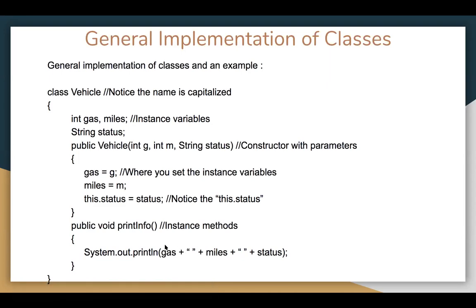So before, in static methods, you couldn't use any variables unless you actually had a parameter with it. In this case, though, since it's all in one class, you're able to use these variables here. That's why we have a gas variable, a miles variable, and a status variable without any parameters.